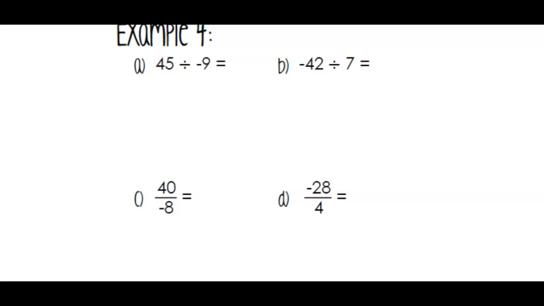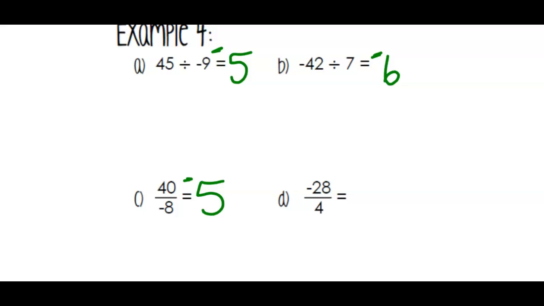All right, so 45 divided by negative 9. 45 divided by 9 is 5. And then that's a positive divided by a negative. Those signs are different, so it's going to be a negative 5. Negative 42 divided by 7, that's going to be 6. One is negative, one is positive, so it's going to be a negative 6. The signs are different. 40 divided by negative 8 is going to be 5. And again, that is a positive divided by negative. The signs are different, so it'll be negative.